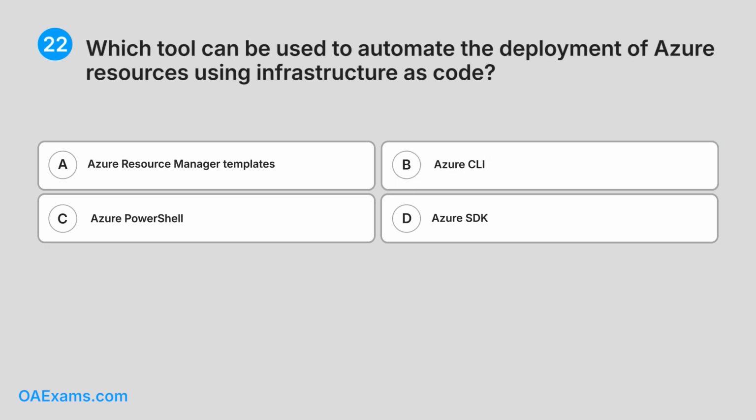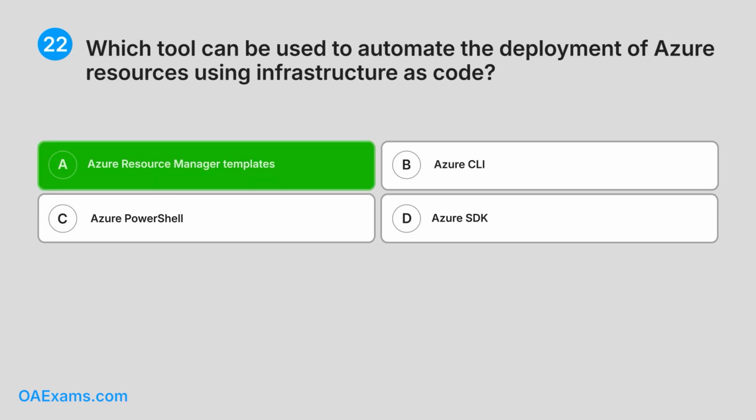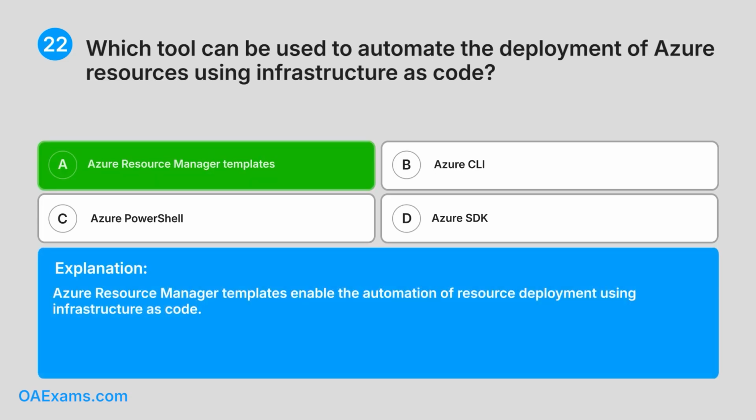22. Which tool can be used to automate the deployment of Azure resources using infrastructure as code? A. Azure Resource Manager templates. B. Azure CLI. C. Azure PowerShell. D. Azure SDK. Do you know the answer? Correct answer: A. Explanation: Azure Resource Manager templates enable the automation of resource deployment using infrastructure as code.